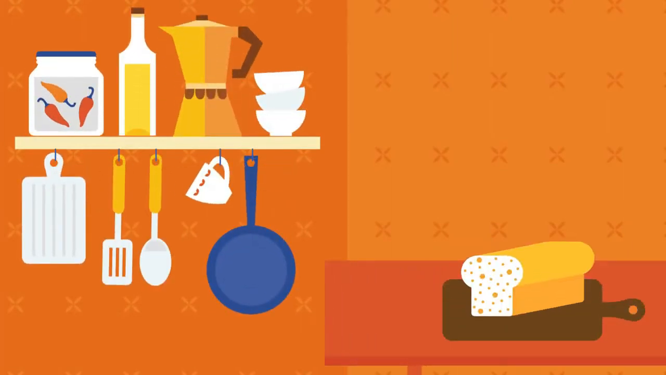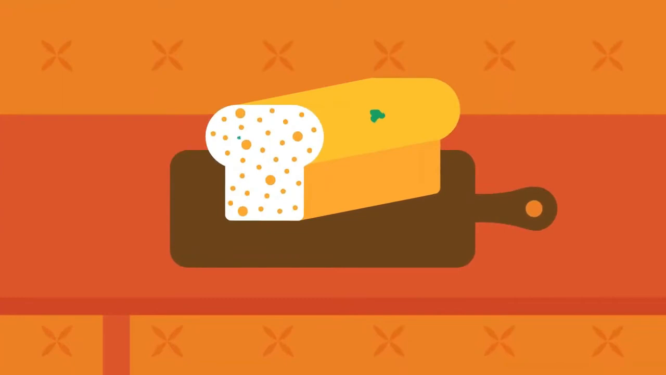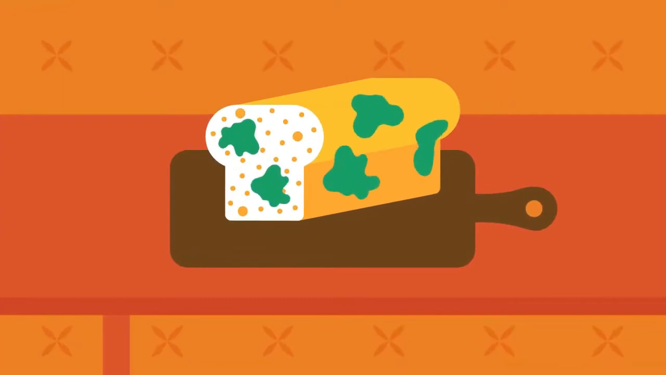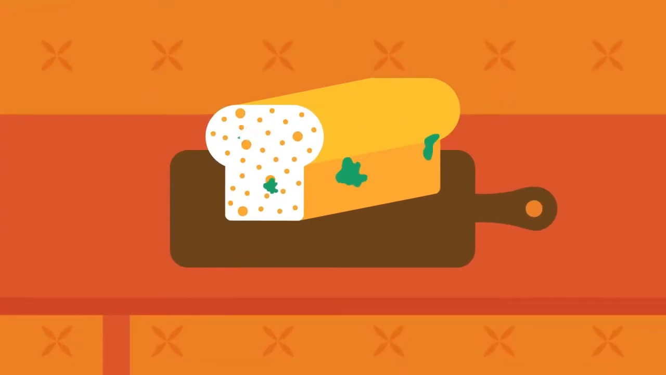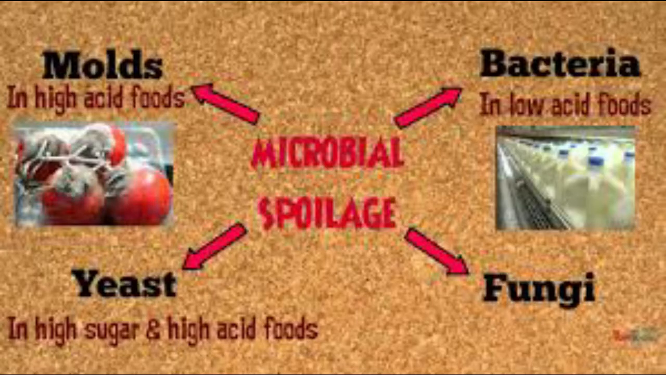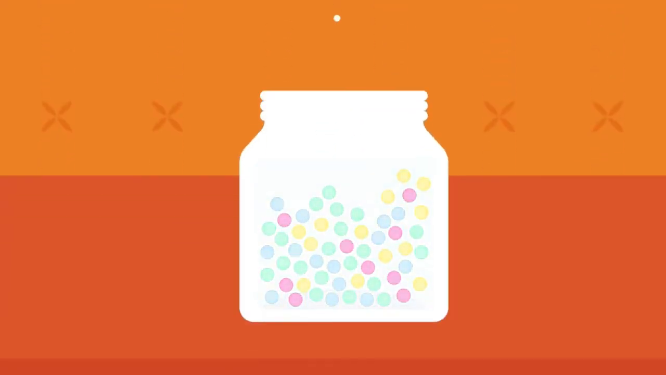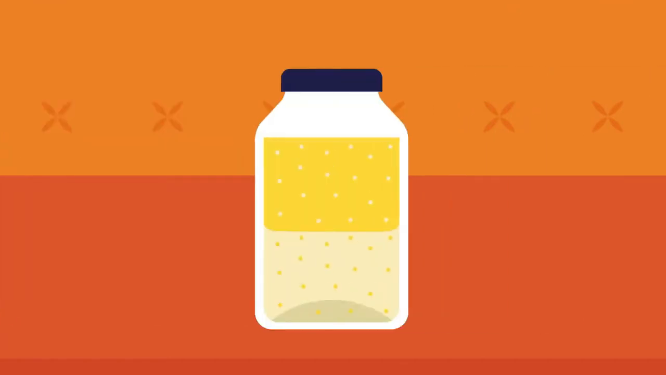If food isn't preserved properly, it can easily be spoiled by microbes such as fungi, bacteria, mold, and yeast. There are many methods of preservation that can be applied to food, for example, sugaring, salting, or pickling for vegetables and fruits. Emulsification is also a technique of preservation.